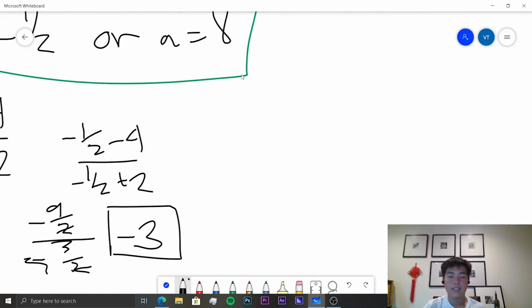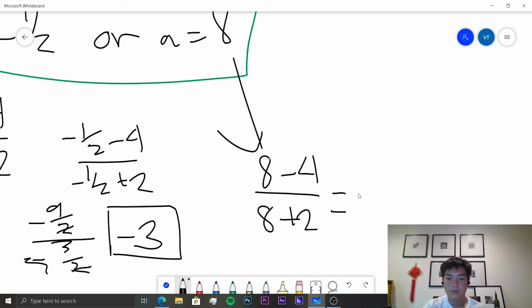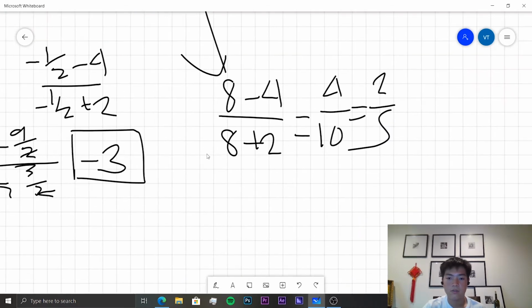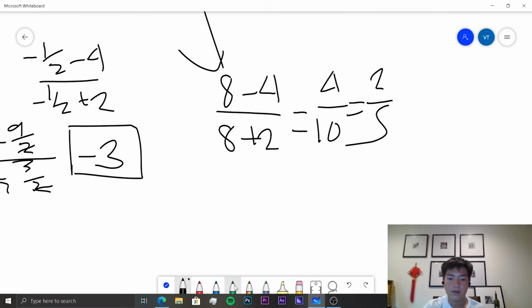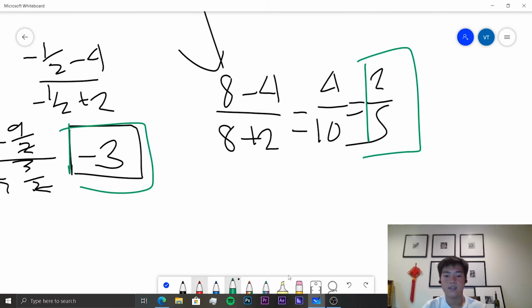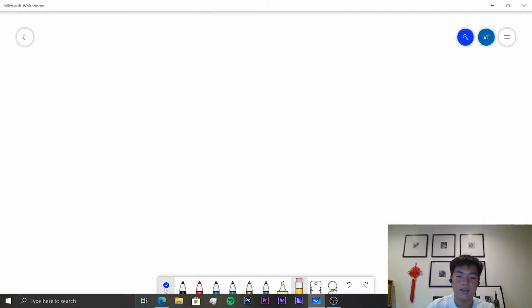And for the case where a equals 8, we have 8 minus 4 over 8 plus 2, which is equal to 4 over 10, or 2/5. So our two possible common ratios are -3 and 2/5. So that's how you solve the problem. Bit tricky, that one, but it's okay. Got there in the end.